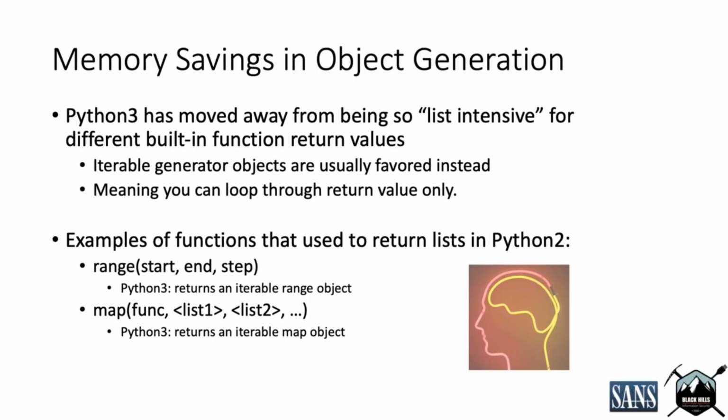And range and map are classic examples of this. In the case of range, it is a way we can generate a list of integers between the start value and the end value, with a step value. In the case of map, it's one of the very useful functions in Python that allows us to map either a built-in function or a self-defined function onto a list of objects or multiple lists of objects. In both of these cases in Python 3, this has changed such that these two functions return an iterable range and map object instead of a list that they used to return in Python 2.